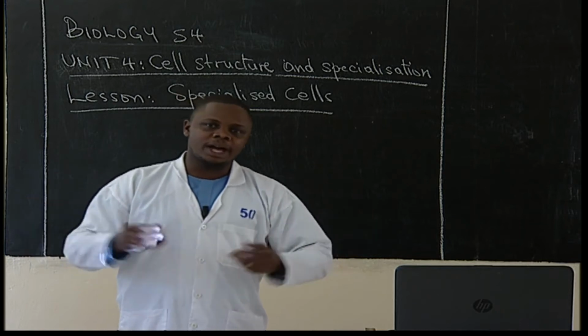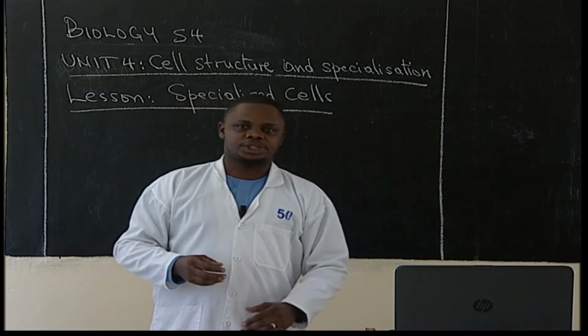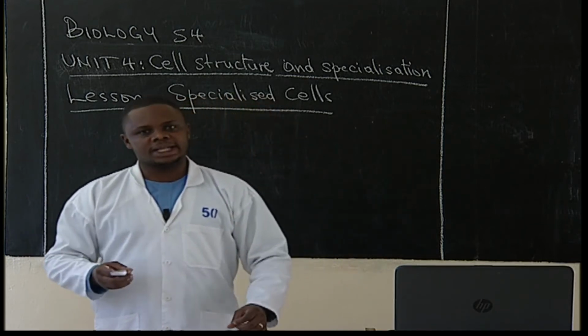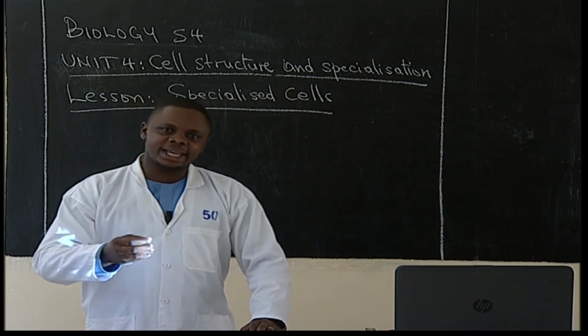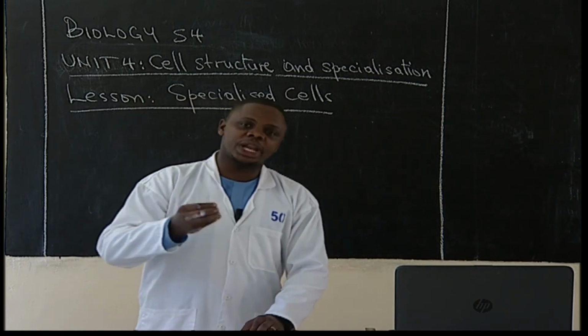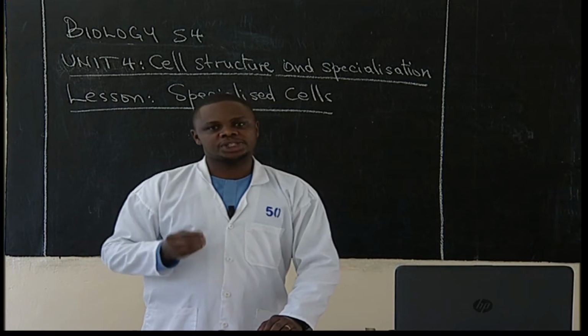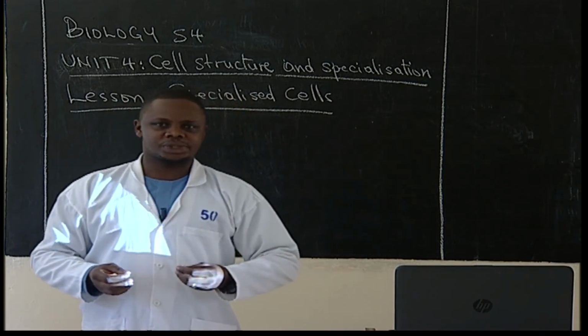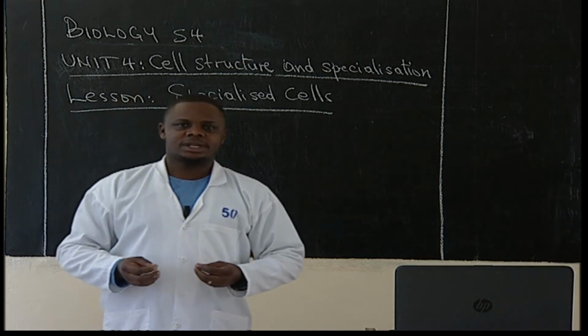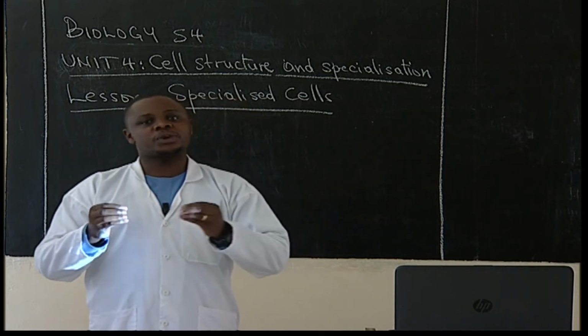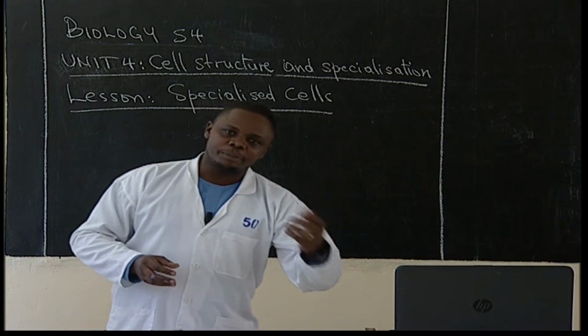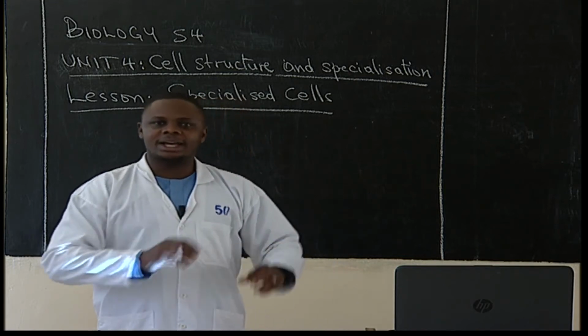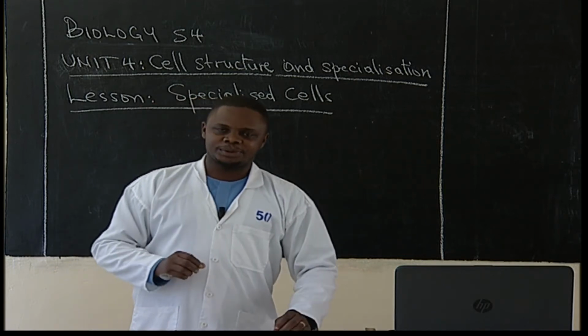You even have other cells which perform other functions. And how do we call that? There we say cells have specialized to perform their functions. What do you understand when we talk about specialization? It is the process of concentrating on what you can do best and leave other things for other people.